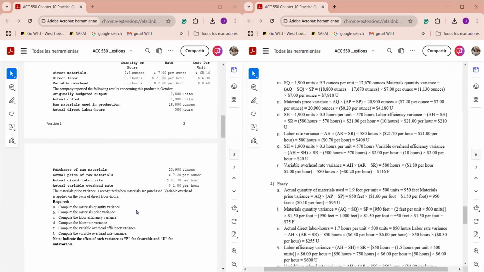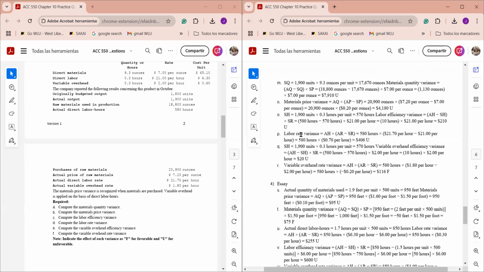Then question number 3 is telling us to compute the labor efficiency variance. That one we're going to use our labor efficiency variance formula, which is our actual hours minus our standard hours times our standard rate, which is here. And then it's going to give us this number. And this one is going to be unfavorable. Number 2 is going to be unfavorable, and also number 3.